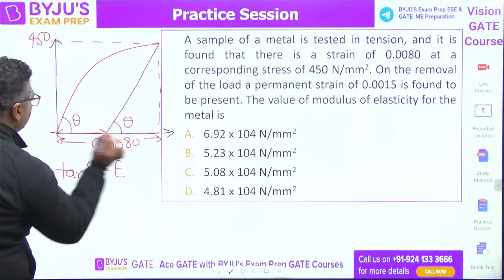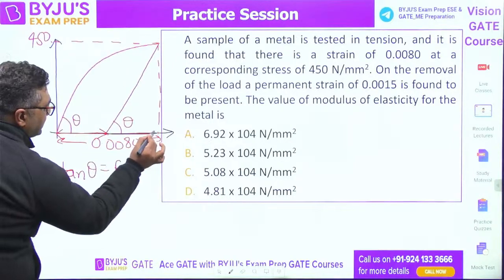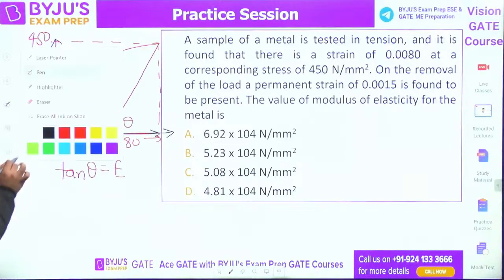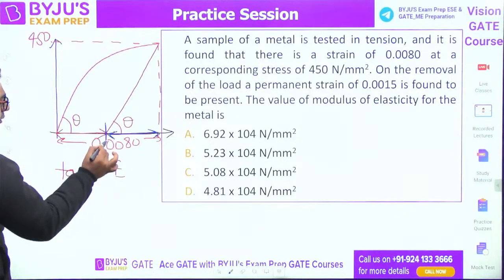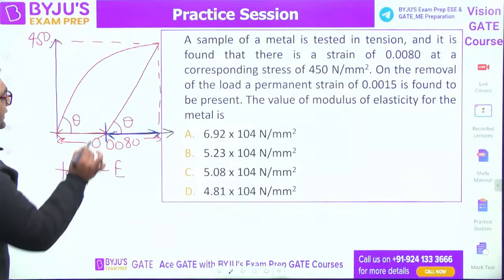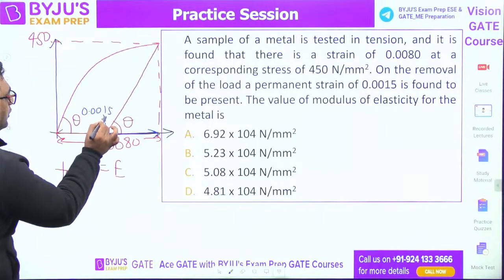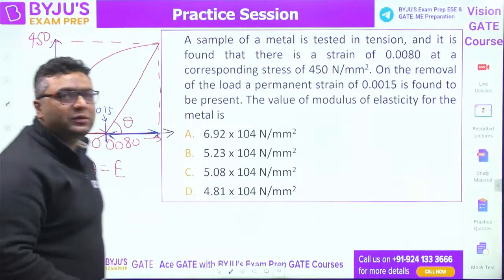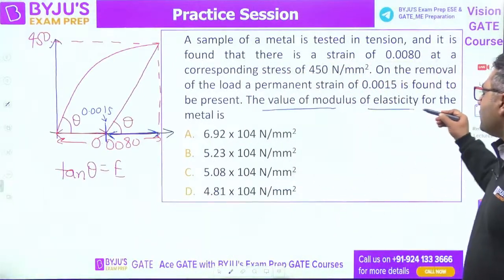This one, we have said, is the elastic recovery. So you already know this part is the elastic recovery. I am showing the elastic recovery with the blue color. Permanent strain remains up to this, and it is given as 0.0015. So guys, you just need to tell the value of what? They are asking you the value of modulus of elasticity.